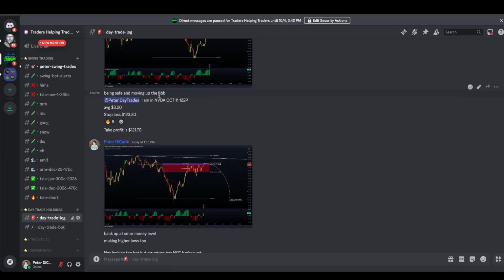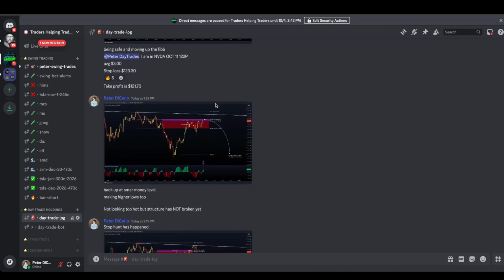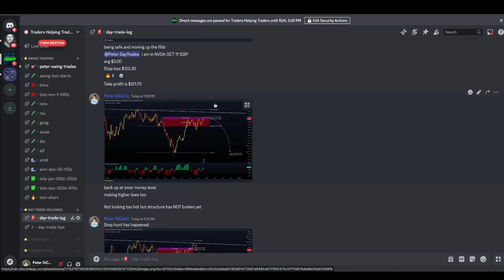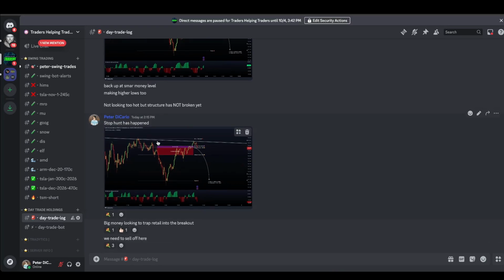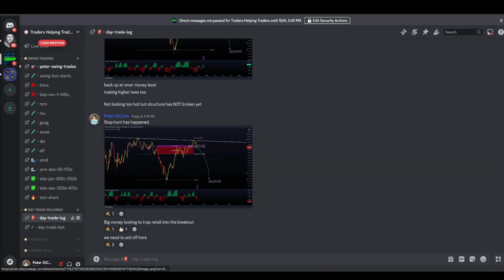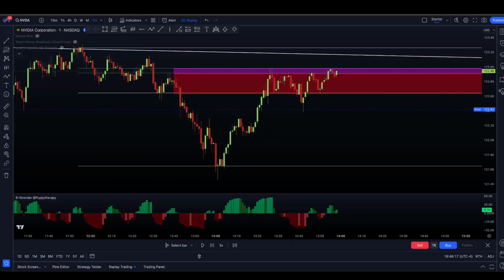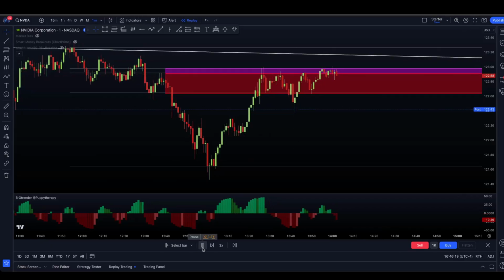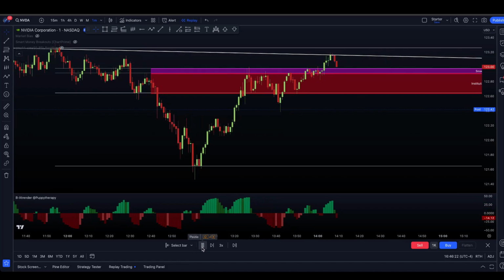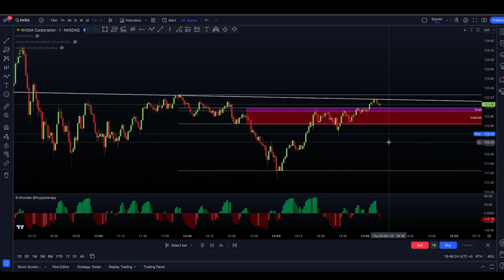It's within this area that I decided to tell my private academy members that I was going to enter Nvidia October 11th $122 puts. My stop loss would have been $123.30 with a take profit of around $122. Now, you'll see that price didn't perfectly reject at that area. If we actually allow this to play out, you're going to see that price starts to reject, pushes up through that area, and then holds.